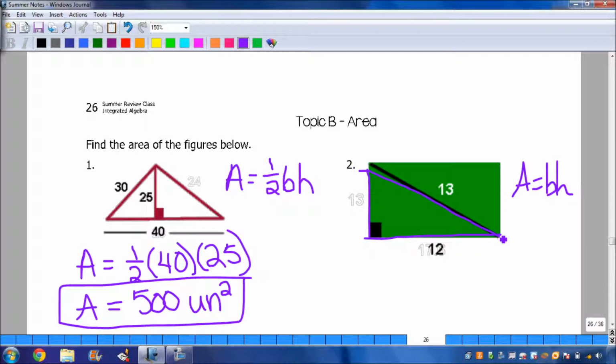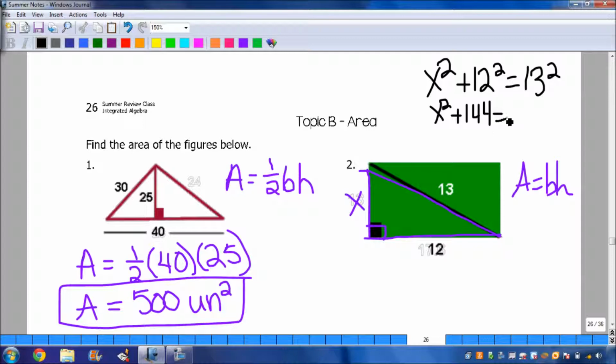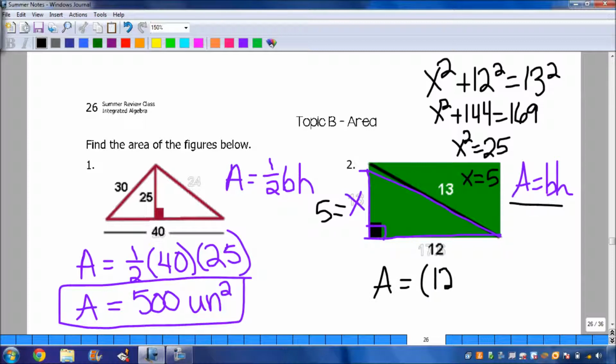However, I do have a right triangle, so I can use the Pythagorean theorem to figure out this missing side right here. So what I'm going to do is say x squared plus 12 squared equals 13 squared. So I end up getting x squared plus 144 equals 169. Subtract 144 from both sides. You end up getting x squared is 25, which means that x is 5. So this side right here is 5. Now I know the base and the height, so I can say area equals the base of 12 times the height, which is 5, and then I get my answer of 60 square units.